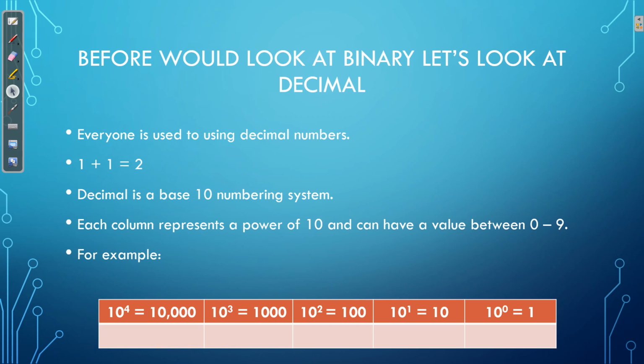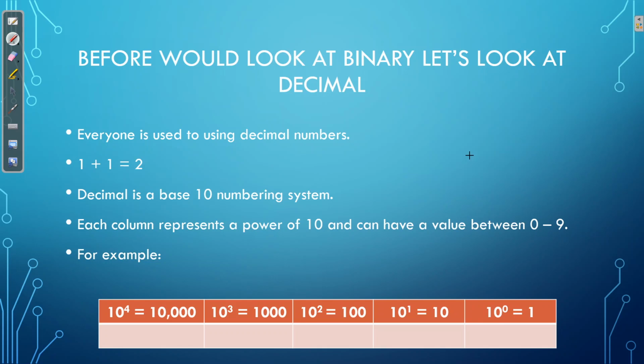So before we dive into binary and how it works, let's look at decimal numbers, because we grow up on decimal numbers and how to use them. Everyone's used to decimal numbers. 1 plus 1 is 2, etc. We all know that. However, decimal is a base 10 numbering system, which means that each column increments by a power of 10. As an example, we start off with our units down here: 1, 2, 3, 4, 5, 6, 8, 9, etc.